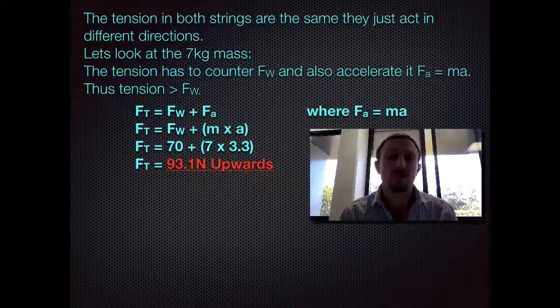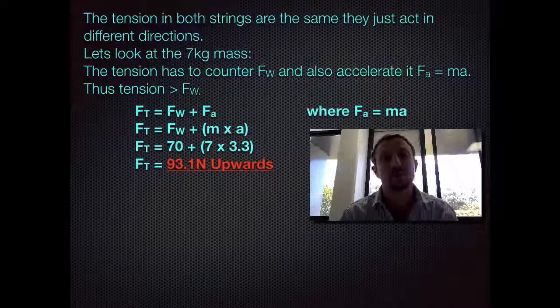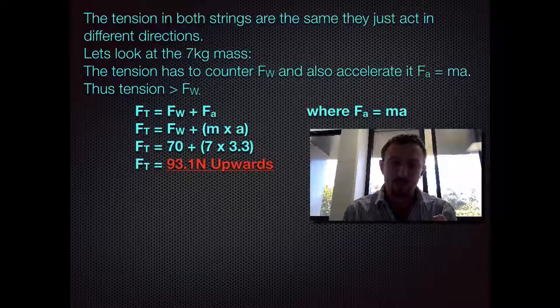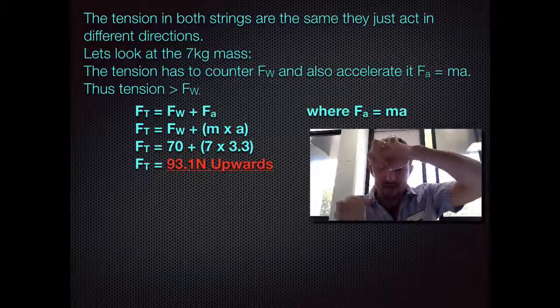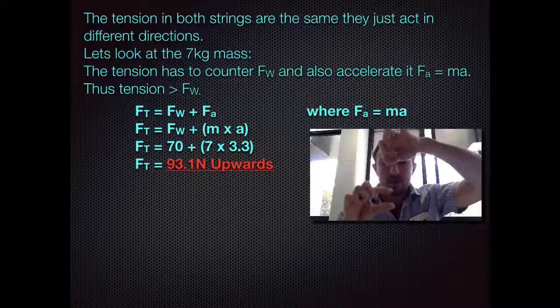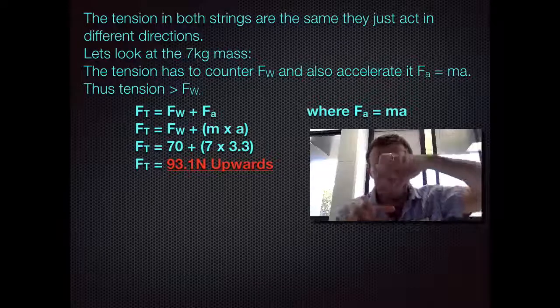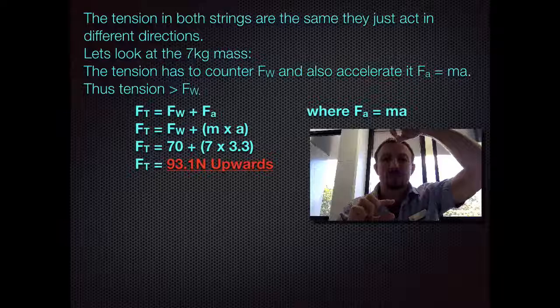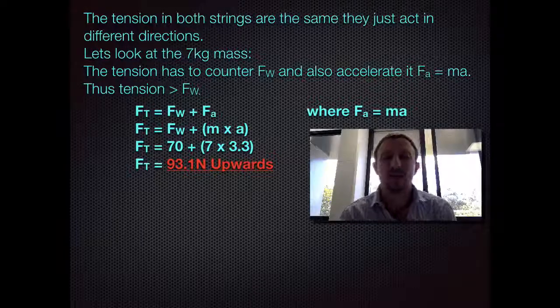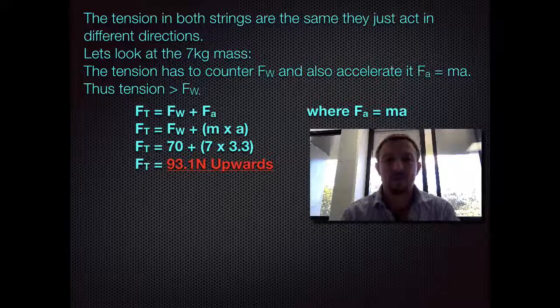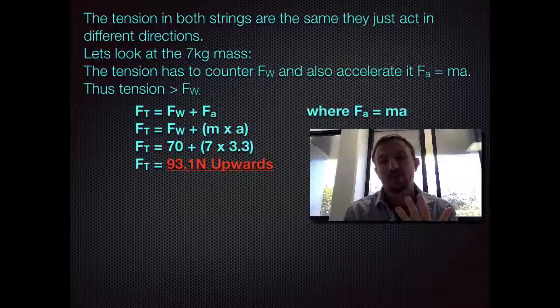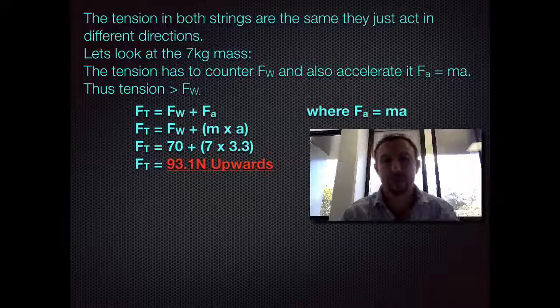So I use this formula here, where the tensional force will be made up of the weight force, that's the one keeping it stationary, so that's the tension in the string keeping it stationary, plus the added force which causes it to accelerate upwards. So I get weight force plus m times a. I know the acceleration on that mass. That mass is 7 kilograms, so it's 3.3 times 7. So the tensional force will be 91 newtons in an upwards direction.